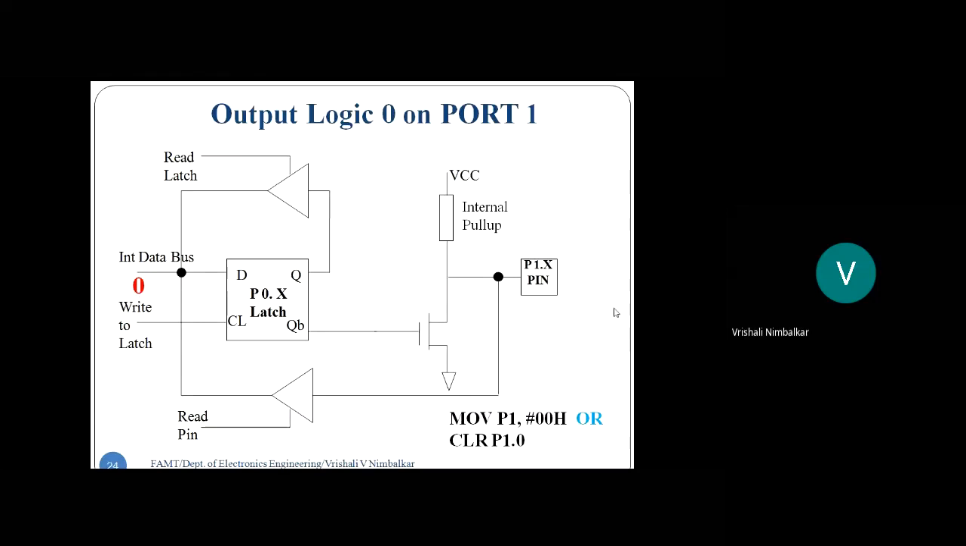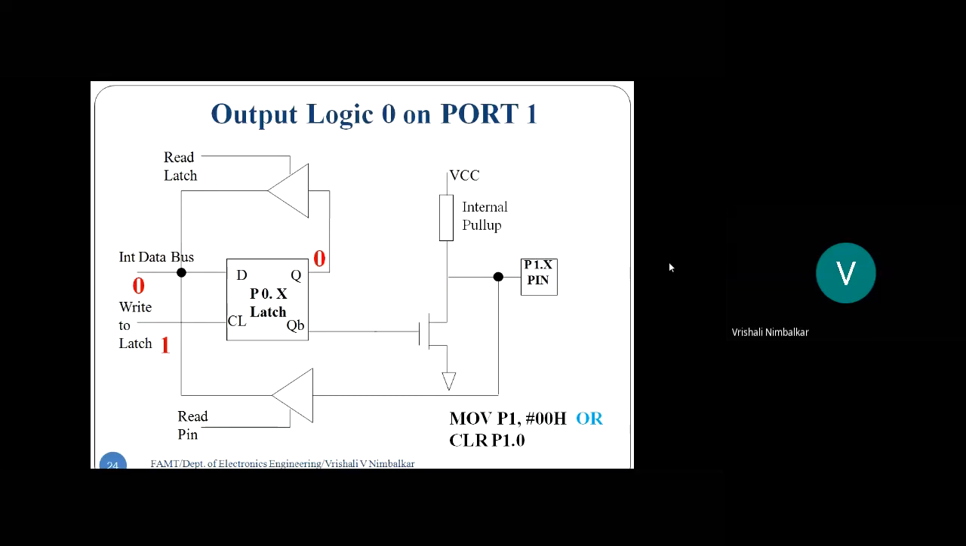So logic 0 is placed on the internal data bus. Then it will activate the write to latch control signal. This signal is acting as a clock to the latch. Meaning the latch will get enabled and the D data will be transmitted on the output Q. So Q will show 0.